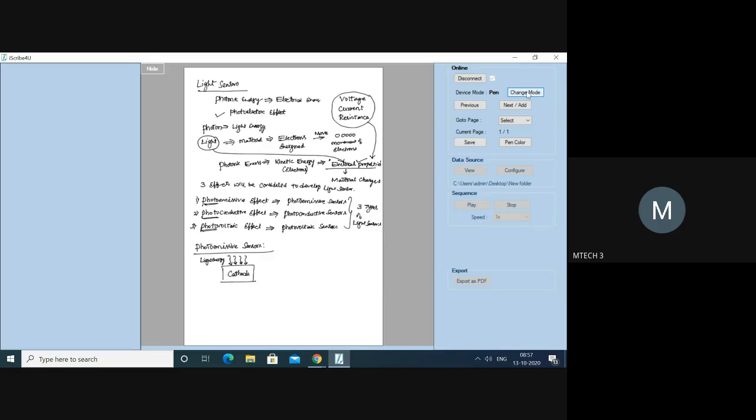Now when the light energy falls on the cathode, the valence electrons which are present here are going to be energized, and they start to move. When the movement occurs, we know that kinetic energy is going to be present. Now this is the basic principle.